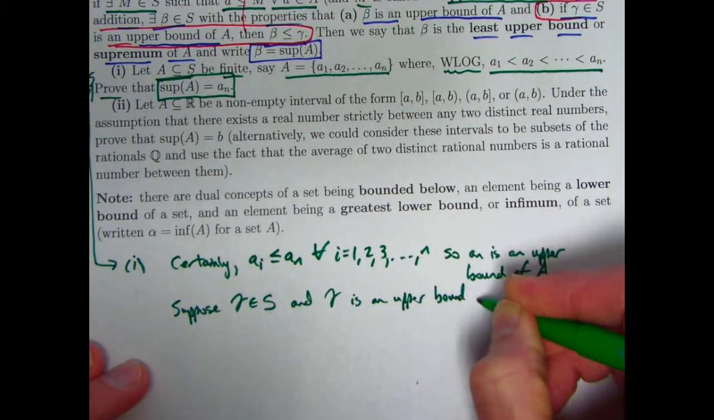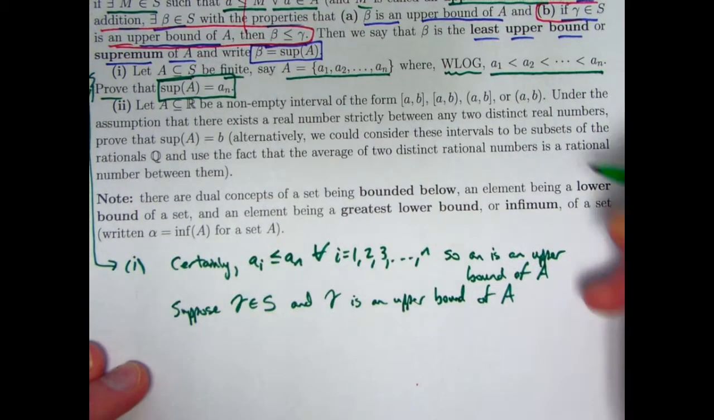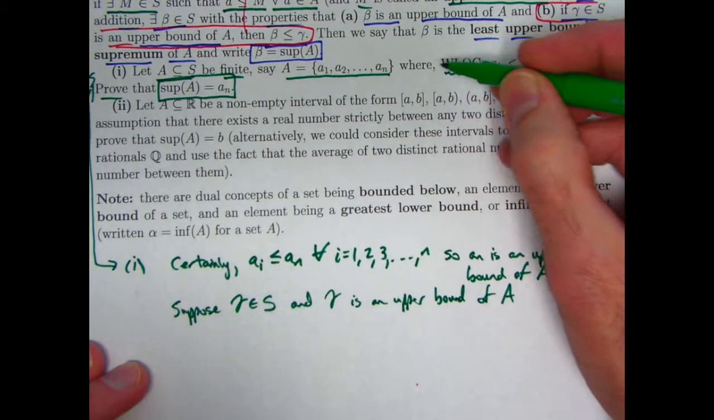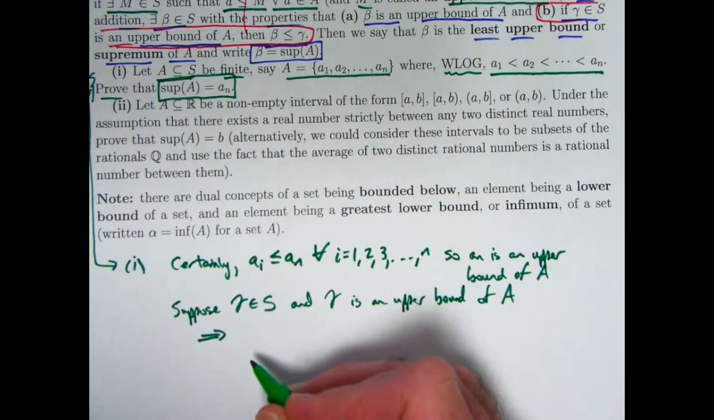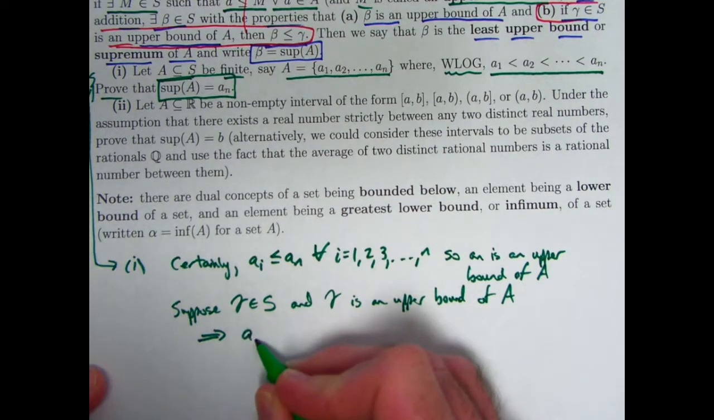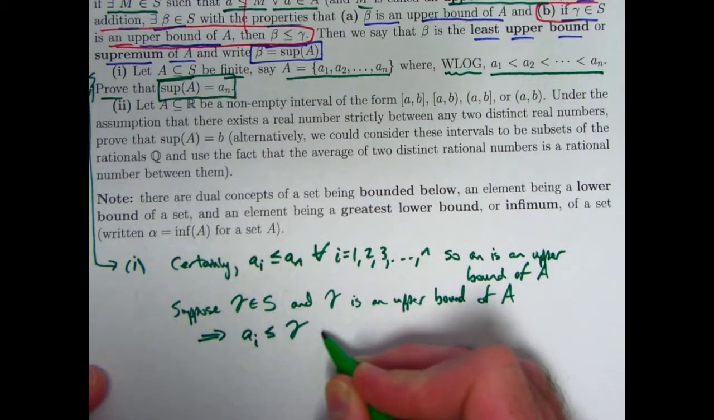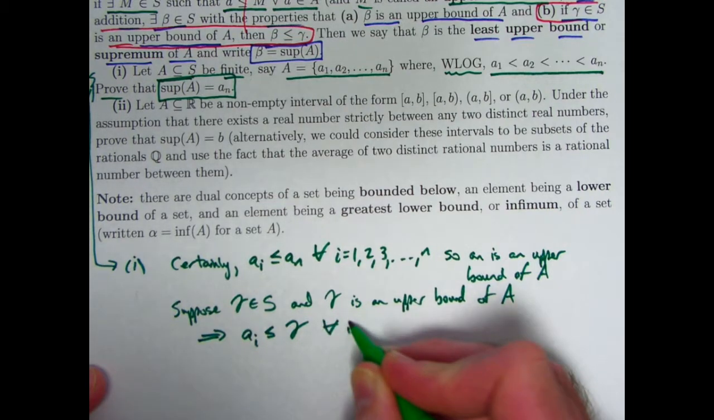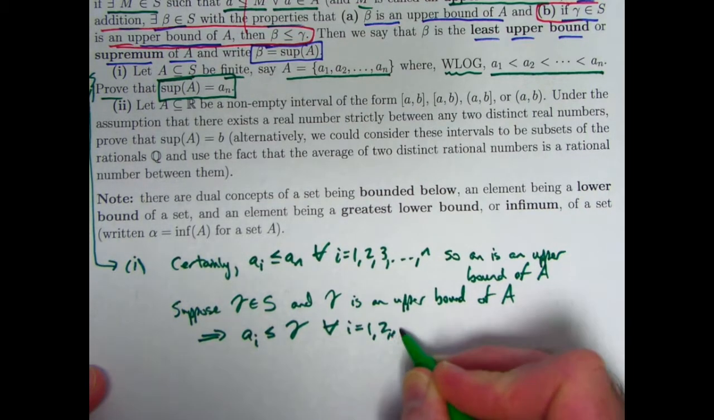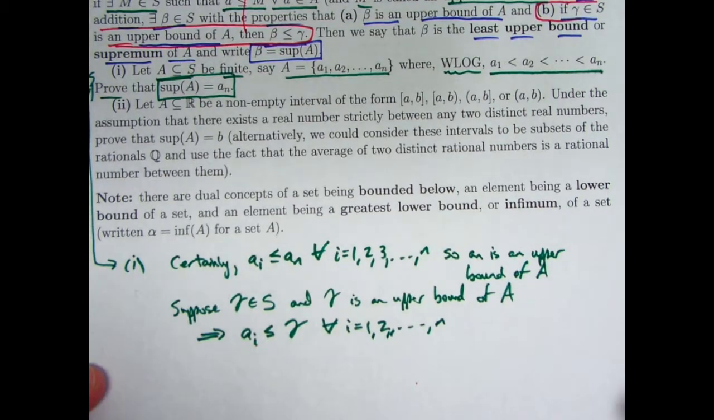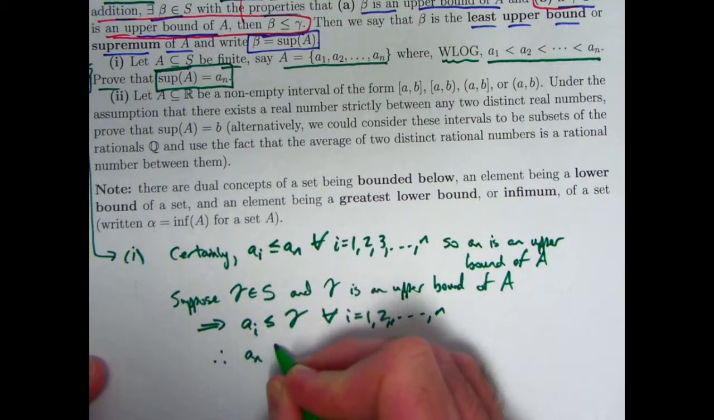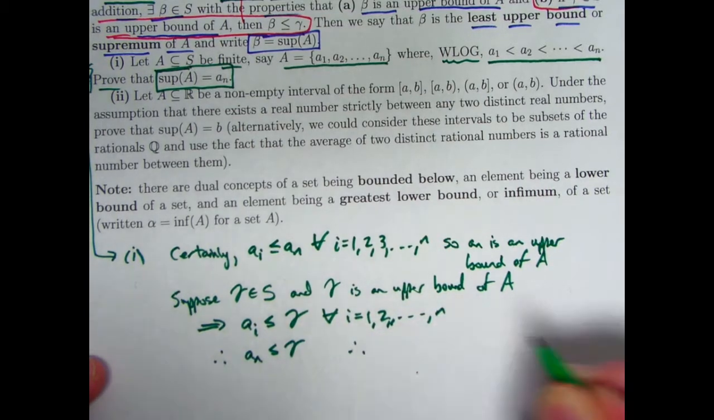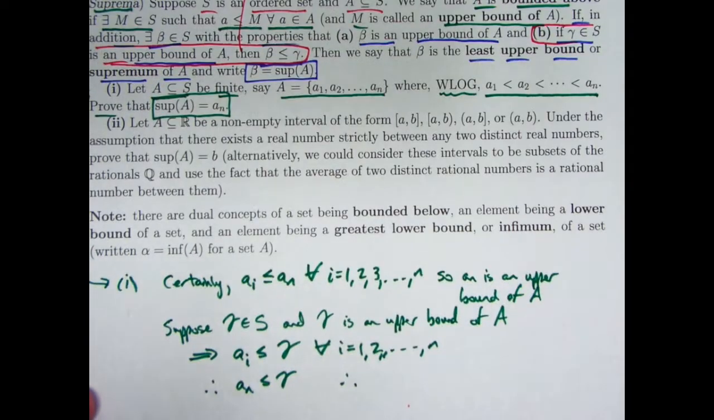This finite set consisting of A1 through AN, well, that implies, by definition of what it means to be an upper bound of a set, that AI is less than or equal to gamma for all I going from 1 to n, including I equals n. Therefore, AN is less than or equal to gamma, and therefore we've proved the two conditions we need to prove.